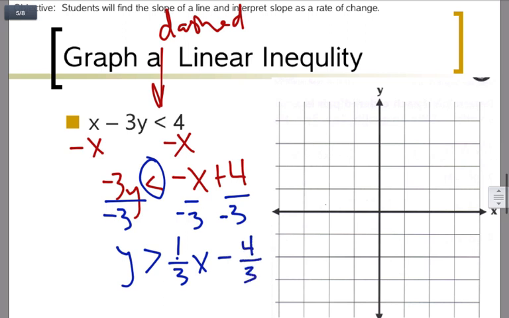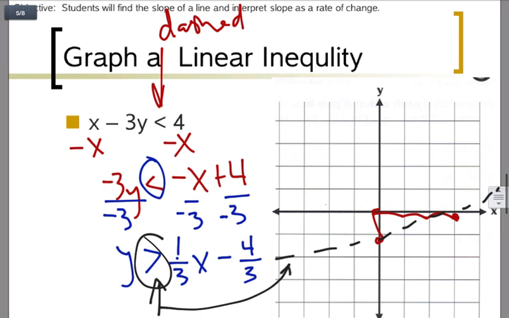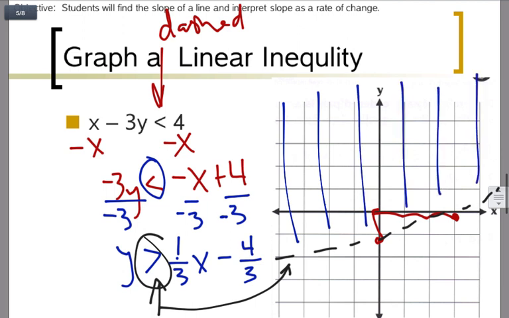So I begin at negative 4/3, so I go down 1 1/3, and from there I rise 1, run 3. So rise 1, run 1, 2, 3. And I connect those dots, but this time I connect them with a dashed line rather than a solid line. Again, because this doesn't have an equal line underneath, that is why I'm drawing a dashed line. Because y is greater than, again, we shade above because it's like rain rather than a flood. So this would be the correct graph for this particular problem.